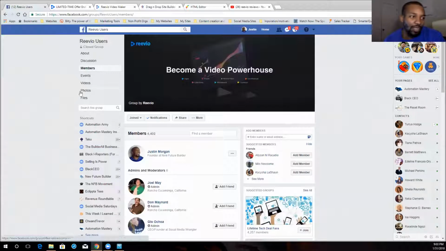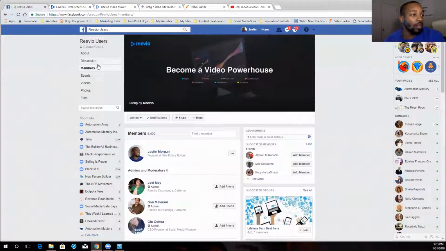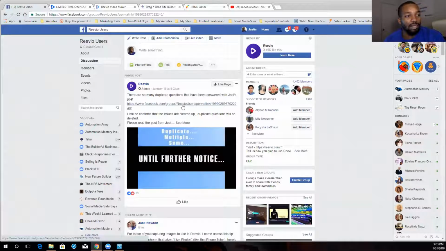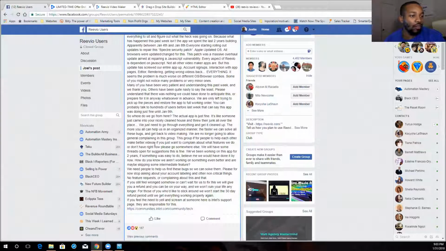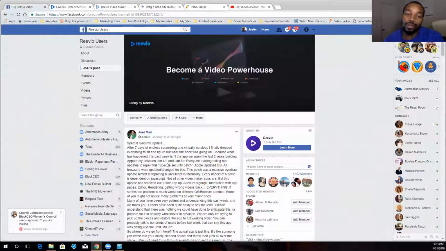But with this size and membership and some of the packages they offer, I'm confident that they're going to be here for the long run. In terms of the issue I mentioned, there was an issue because of an update. I never remember all the specifics, but because of the Spectre security update, it created some difficulty. The owner and founder addressed it very clearly, which I appreciated.